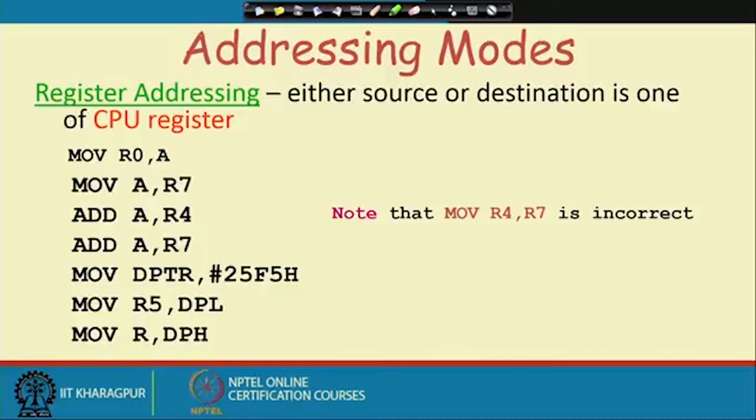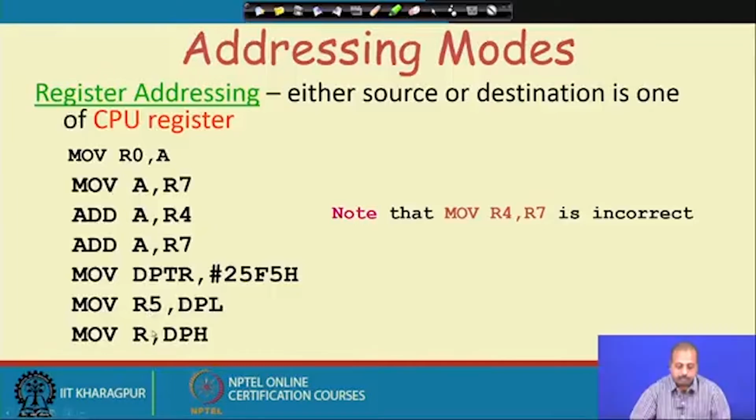Take this instruction: MOV DPTR, #25F5 hex. This DPTR pair will get this value, so DPH will get 25 and DPL will get F5. Or we can access the individual registers DPL and DPH. For example, MOV R5, DPL: DPL's content will come to R5. There should be a register number here, say R5, R4 or R3; the register number is missing. Likewise with DPH, that register will get the value of the DPH register.